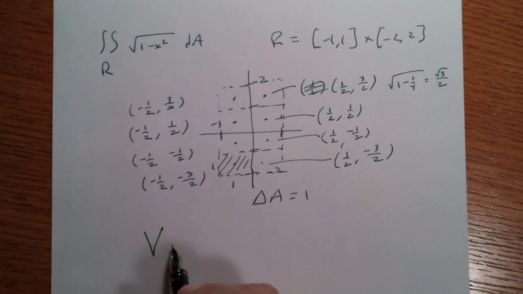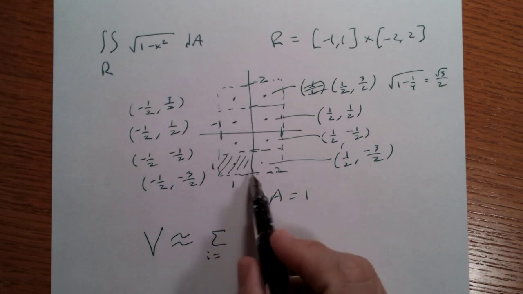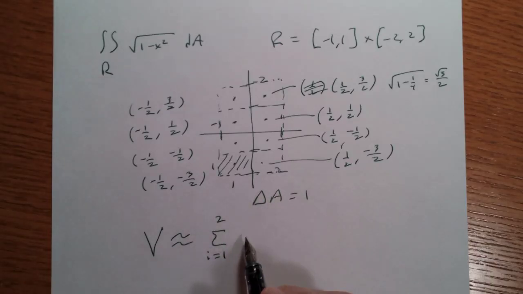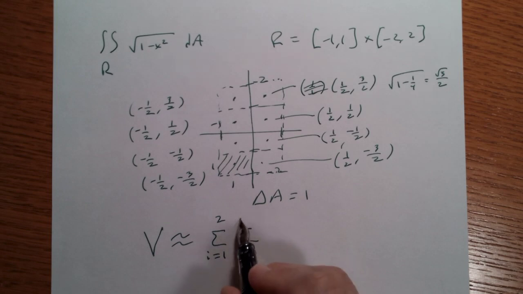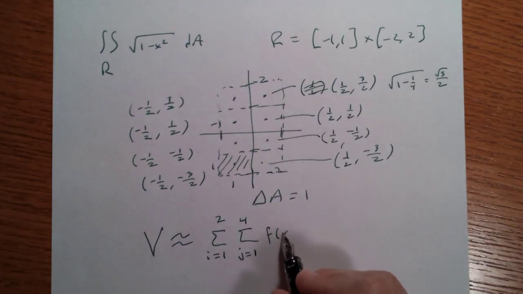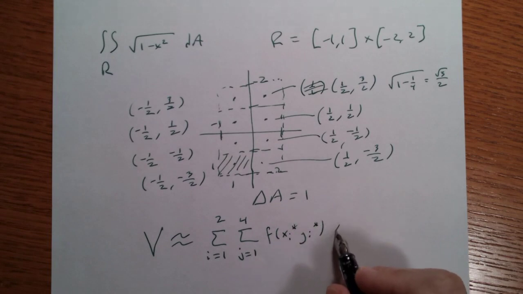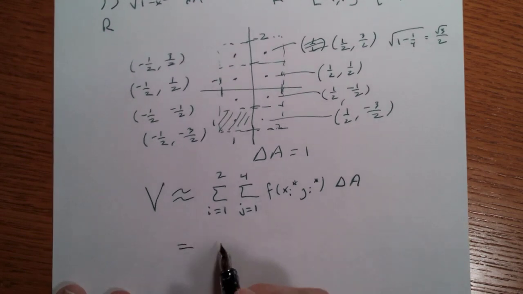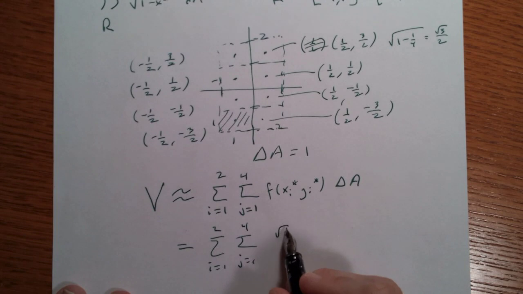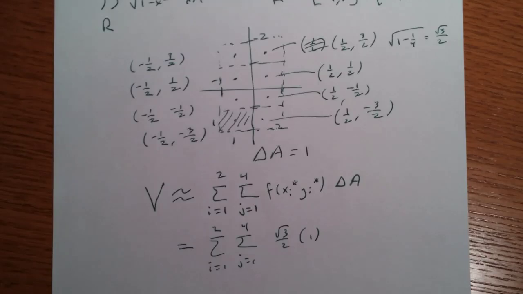So I can approximate my volume by doing the midpoint sum. Now, i goes from left to right, 1 to 2, j goes top to bottom, 1 to 4, of f of x_i star, y_j star, delta A. In this case, that's the double sum of root 3 over 2 times 1. But that's a constant. So I just add it up 8 times, and I get 4 square root 3. By the way, that's roughly 6.93.